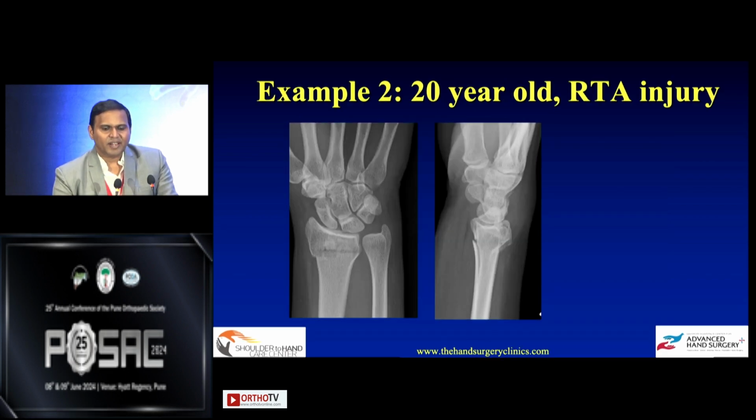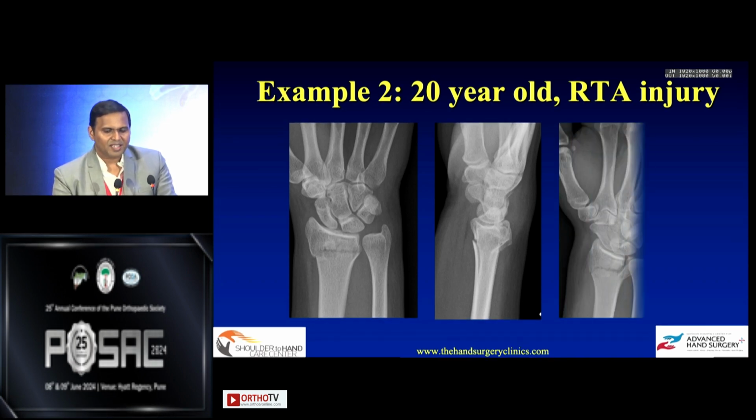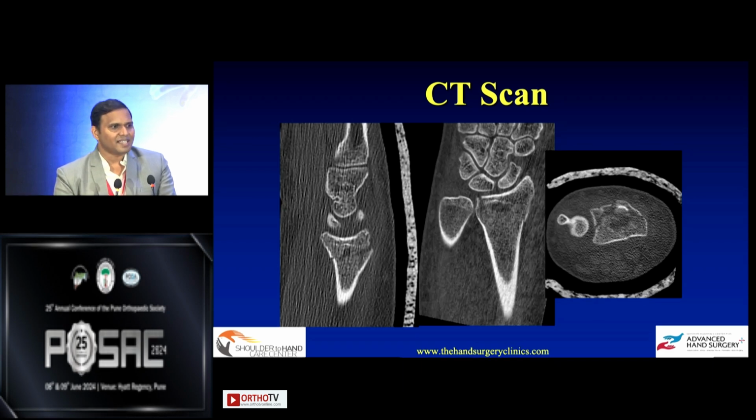Second example is a 20-year-old boy with a history of road traffic accident. On the PA and lateral view, we can see that the DRUJ joint space is slightly widened, which pointed us to take an oblique view. And on taking the oblique view, we are able to see a separate dorsal ulnar corner fragment. The same thing got confirmed when a CT scan was done.